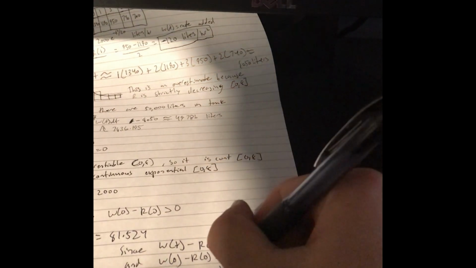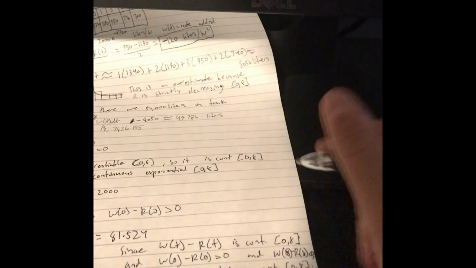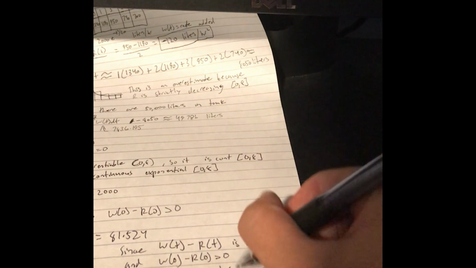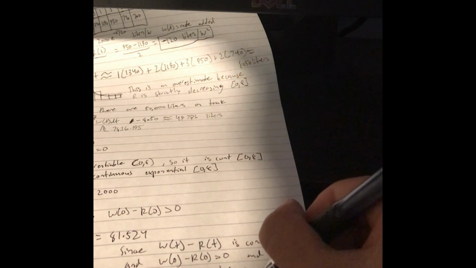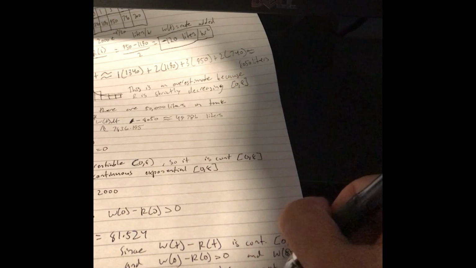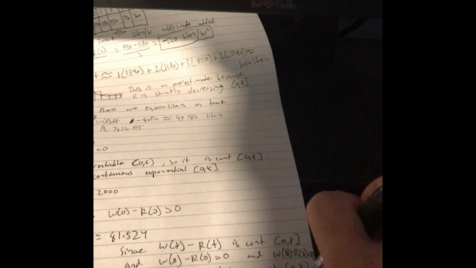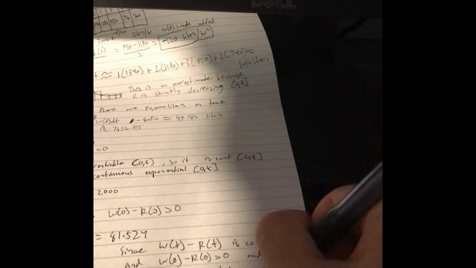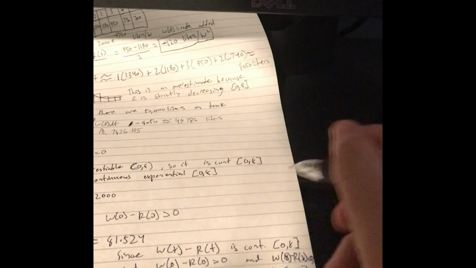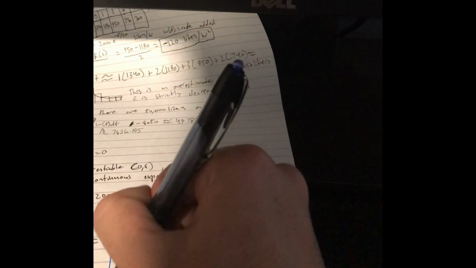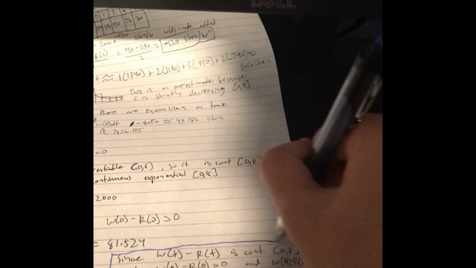W of t must equal R of t on the interval 0 to 8. Okay, so there's our answer. That was a long question.